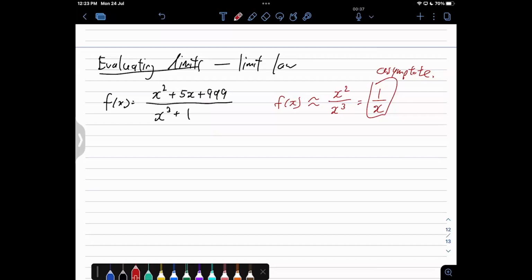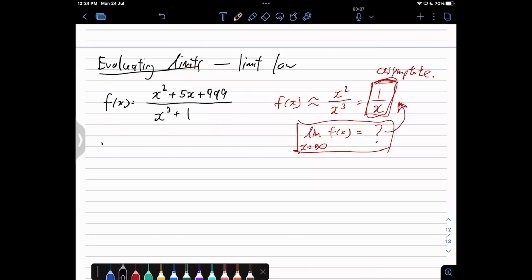Here's how you evaluate it. What is meant by asymptote is actually you take the limit of f of x as x approaches infinity. What is this equal to? And the answer is 1 over x. That's an asymptote. Limit of f of x as x approaches infinity. When x gets bigger and bigger and bigger, what does your f of x approach? Let me show you how to evaluate it.